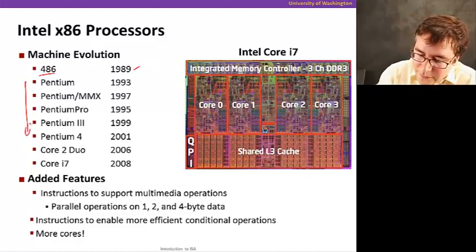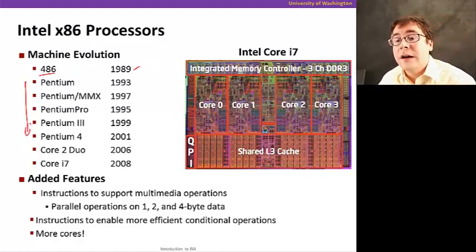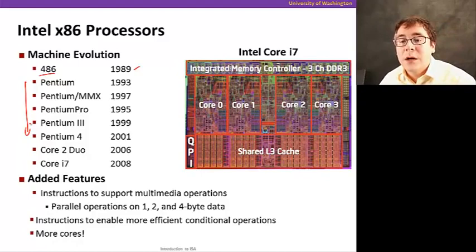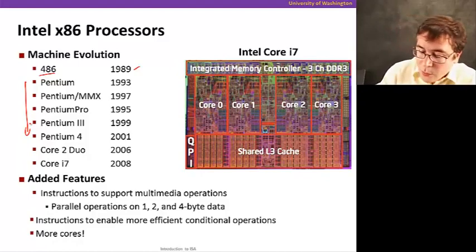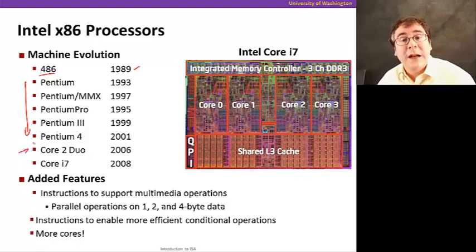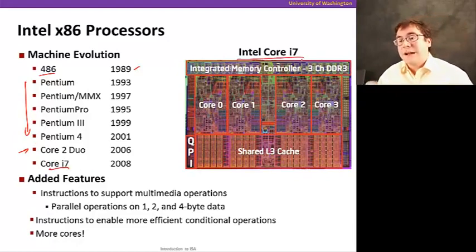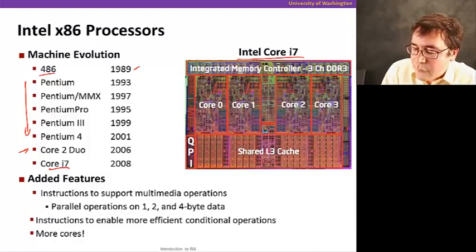Then there was a series of Pentium processors that had a lot of evolutions, including, around this time, they were starting to worry about power consumption as well. Then there was the Core 2 Duo, which was a dual-core processor. The processor had multiple compute cores in the same chip. And then more recently, we had the i7. Here we have a die picture, a picture of the actual silicon of the i7, and this had 4 cores.